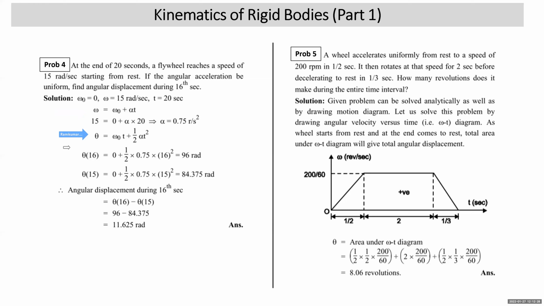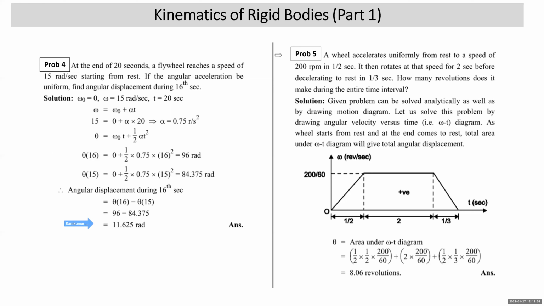Then theta is equal to omega naught t plus half alpha t square. We get theta in 16 seconds: omega naught is 0, plus half into 0.75 into 16 square, that comes to 96 radian. We then get the angular displacement in 15 seconds: half into alpha into 15 square, which is 84.375. So the angular displacement during the 16th second will be theta 16 minus theta 15. This comes out to be 11.625.